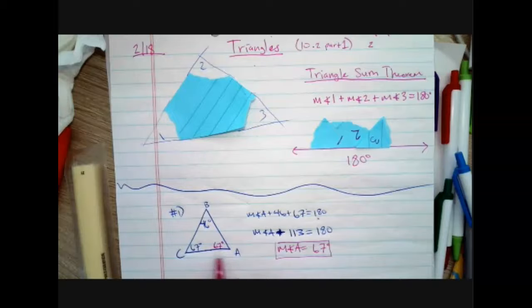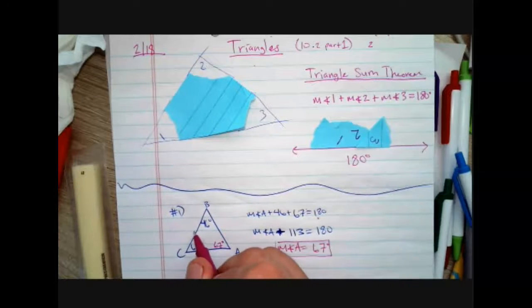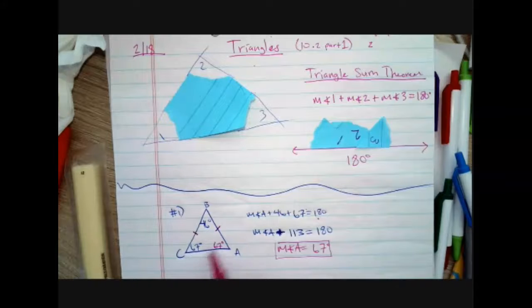Notice how these are both 67. Two angles that are the same measurement would make it an isosceles triangle. And just a little tidbit of info: if it is isosceles, then it also has two congruent sides. The sides opposite those angles are congruent.